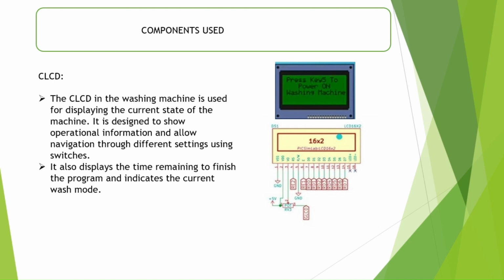And beyond showing the current status, this display is also smart enough to show you the time remaining until the washing program finishes. And this is a very helpful feature for users, and it also clearly indicates the current wash mode that has been selected, whether it is a delicate cycle, a heavy wash, or any other option. So the CLCD is a vital component that provides real-time feedback and also allows for user interaction, making our simulated washing machine feel very much like the real thing.